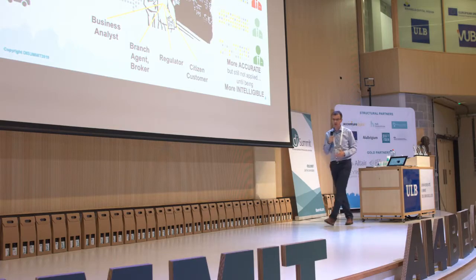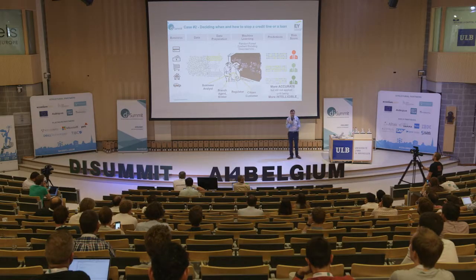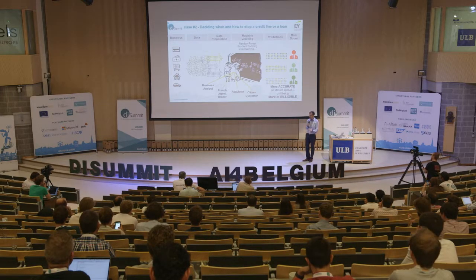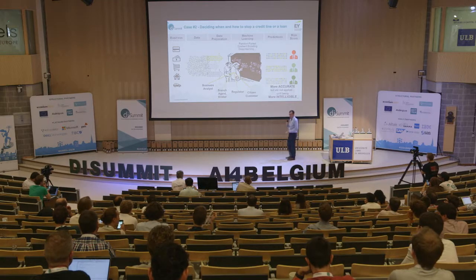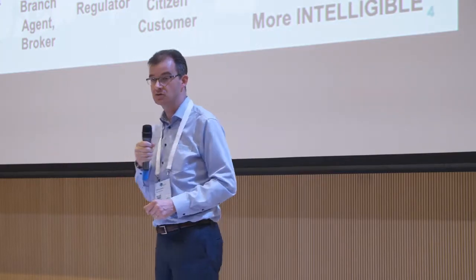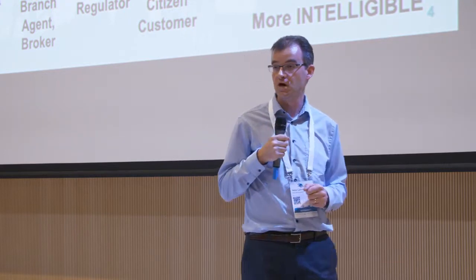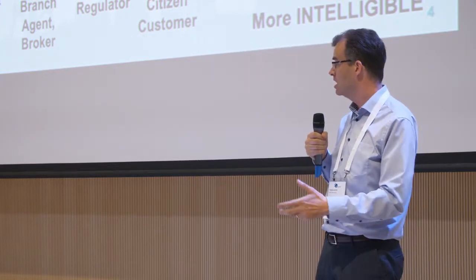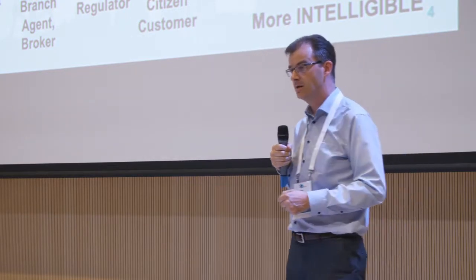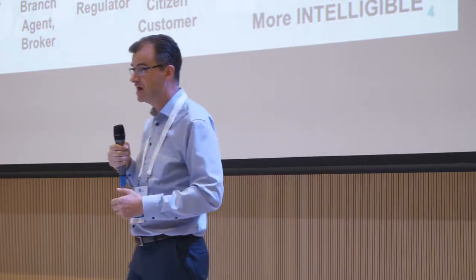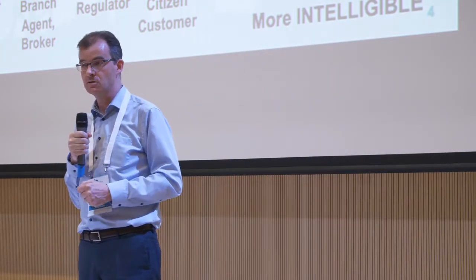Second use case is not deciding when and how to stop public transport, but deciding how and when to stop a credit line or loan. So probably more ground-level, more down to earth again, but that's also our reality as consumers, as citizens, where we want a credit, where we want a loan. And so unfortunately, we are possibly bad payers, or our credit is not well accepted.